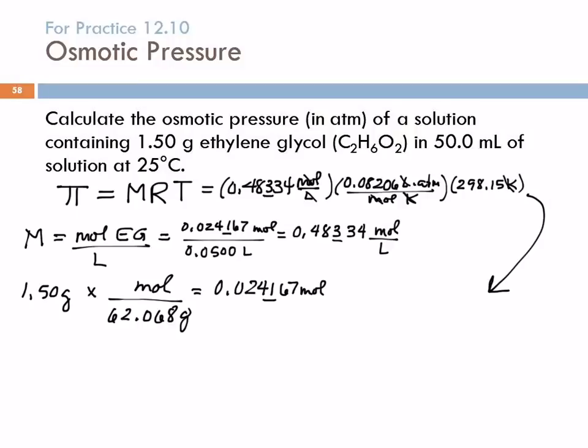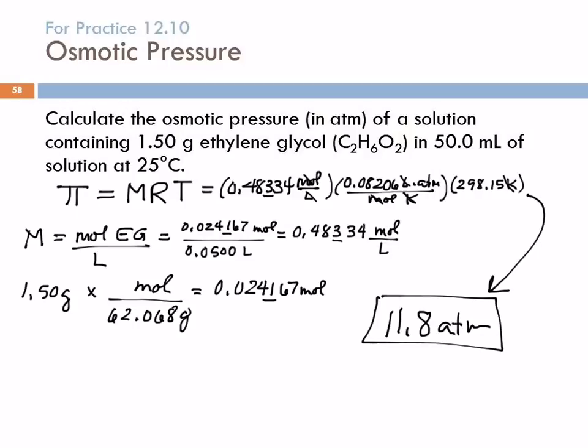No room for the answer. I'm going to get 3 sig figs, 11.8 atmospheres. That seems pretty high. That's what it came out to, though, isn't it? I didn't push a button wrong. Okay.